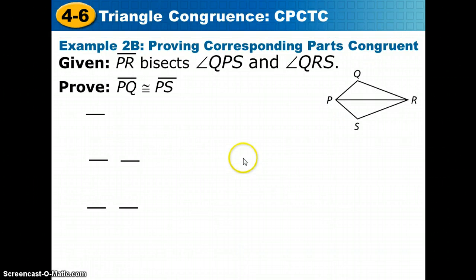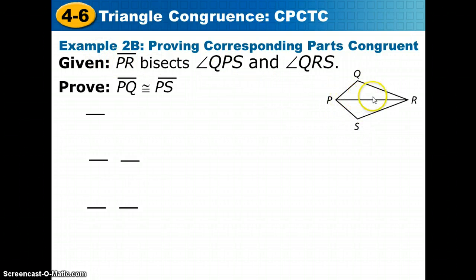Let's take a look at example 2b. We want to try and prove that PQ is congruent to PS. Those are corresponding parts of these two triangles, so the first thing we must do is show that these two triangles are congruent. So let's look at the given information.